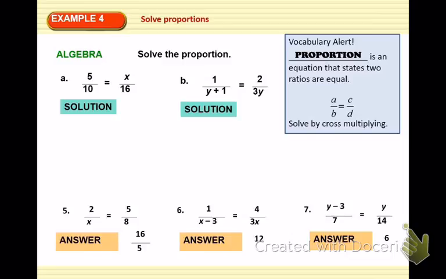If you didn't get those answers, two things I would check. First of all, make sure you're distributing this 4, so you should get 4x minus 12 when you multiply there. And then make sure you're distributing this 14. You should get 14y minus 42 here. If you did that and still didn't get 12 and 6, come find me and we'll discuss why.